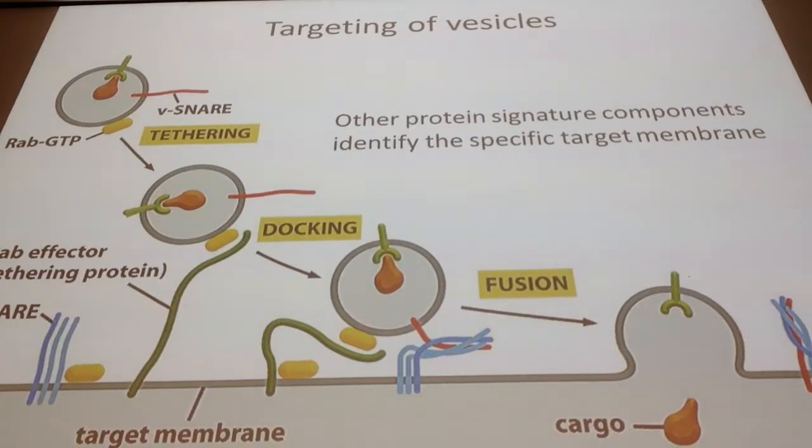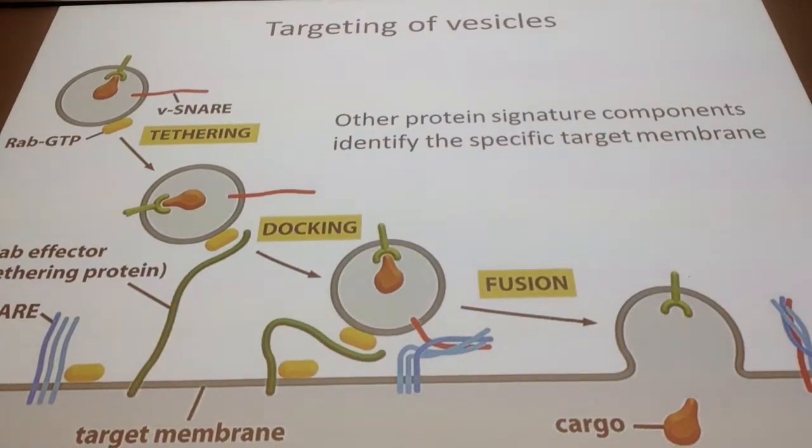On the membrane of all vesicles and all organelle membranes, there are two proteins. One is called Rab, and one is called SNARE. Both of them are important for targeting a vesicle to its target compartment. So let's talk about SNARE first. There's a v-SNARE, where v stands for vesicle, and there's a t-SNARE, where t stands for target. The v-SNARE of a particular vesicle will recognize the t-SNARE of its target.